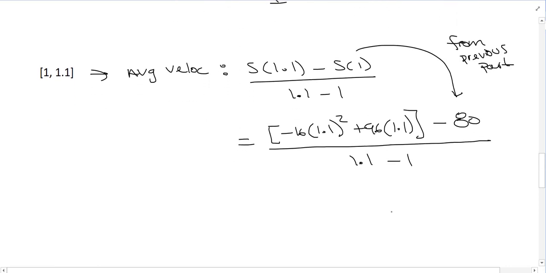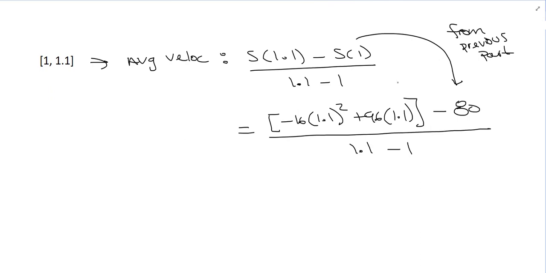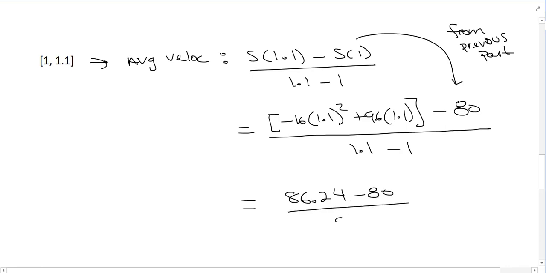So let's do the math on that. What do we get? When you plug in 1.1 on your calculator, I don't think we can do that one in our head, we're going to get 86.24 and then minus 80 all over 0.1, which gives us 86 minus 80 is 6, so 6.24 divided by 0.1. And this one we don't need a calculator, just move the decimal place over, so 62.4, and our units are still feet per second. And we just continue to do this.